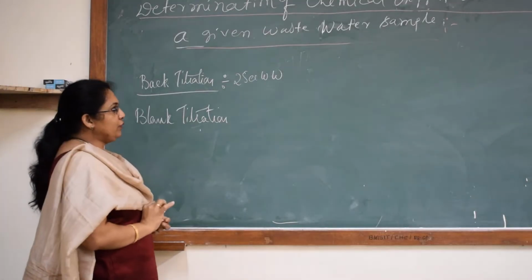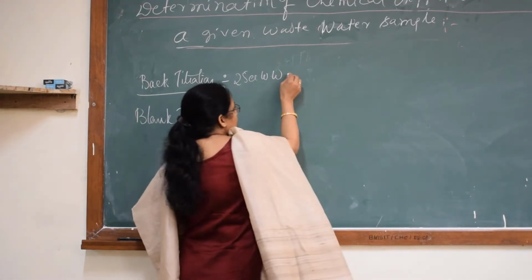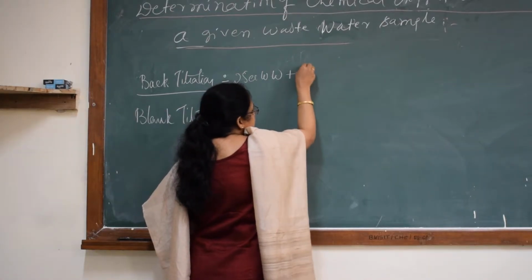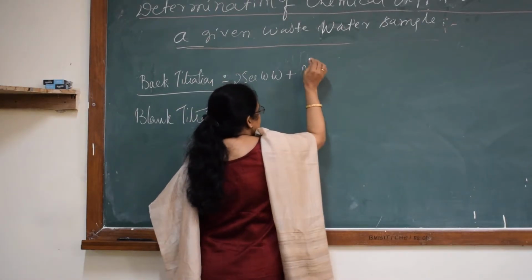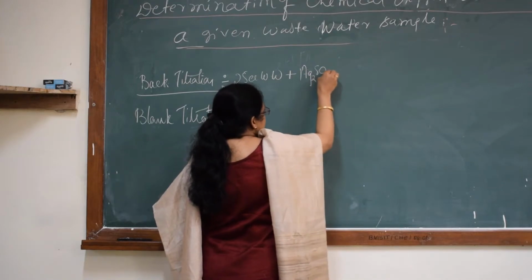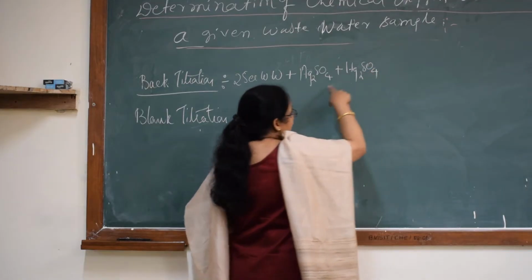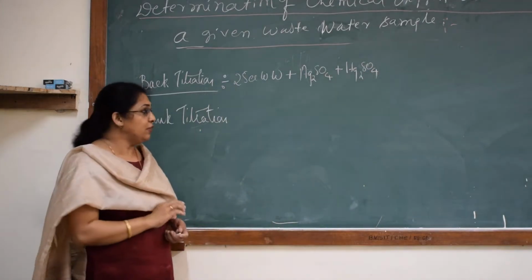Okay, take out 25 cc of wastewater. Now you need to add 5 cc of, actually we are adding silver sulfate and mercury sulfate. Silver sulfate and mercury sulfate have to be added first. But this we are not doing in this procedure. The procedure has it, but for doing in the lab we are not doing it.